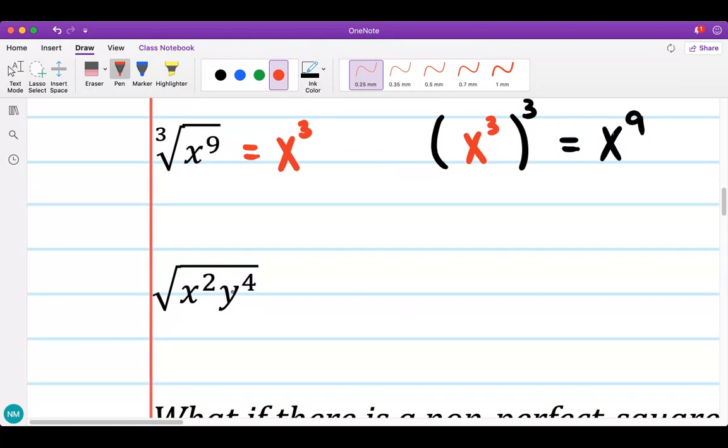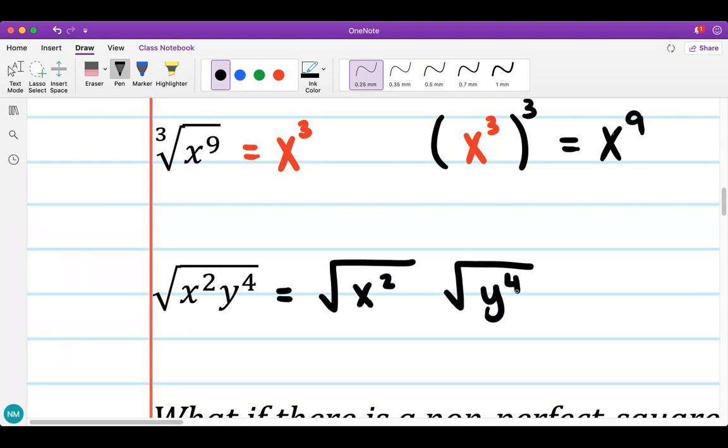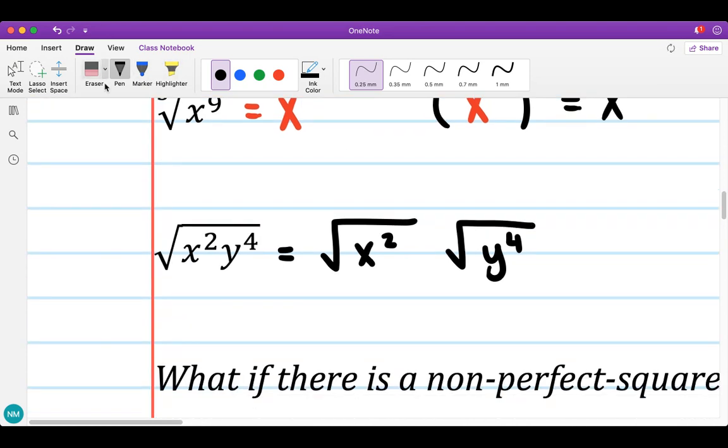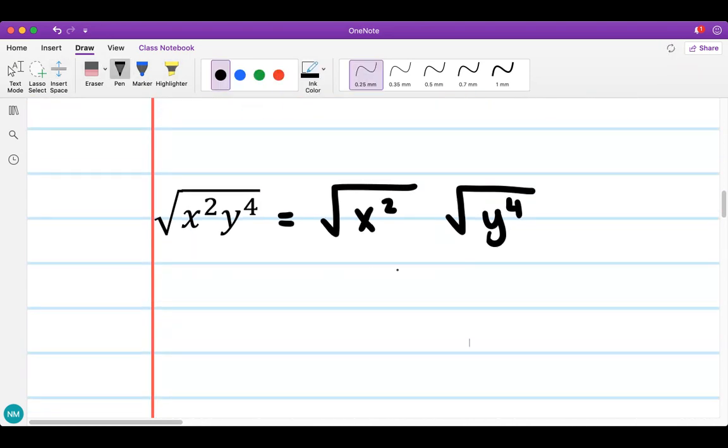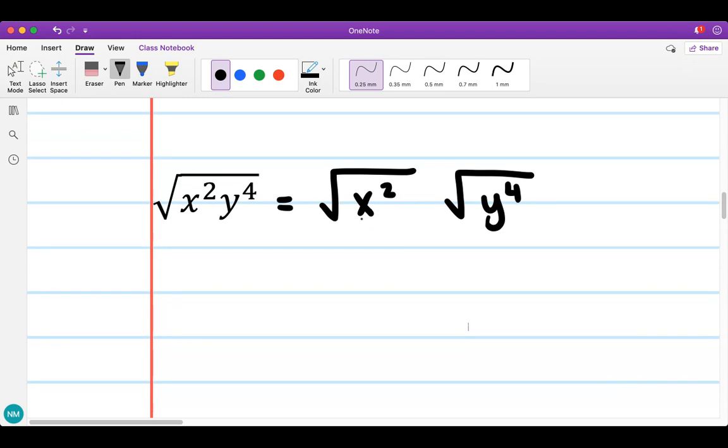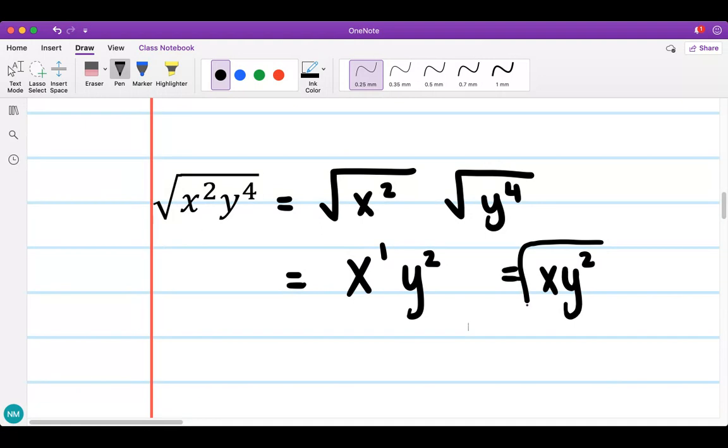Okay, so what about this problem? We are going to treat it as two separate issues: the square root of x squared and the square root of y to the fourth. You don't always have to separate them, but it's important to look at them as two different things. The square root of x squared, we know, is x. They just cancel each other out, x to the first. And the square root of y to the fourth, remember, 4 divided by 2 is going to be y squared. So my answer is x y squared.